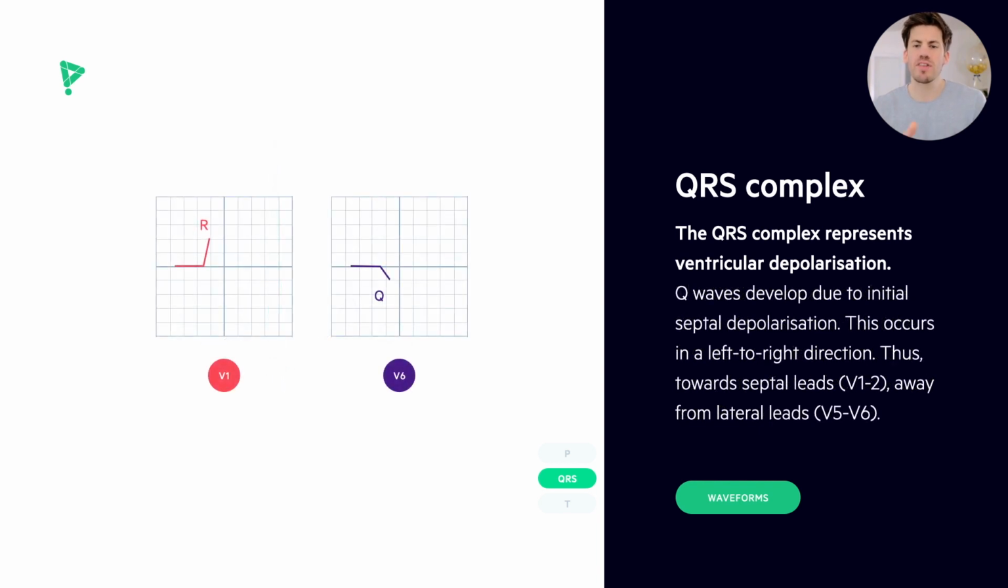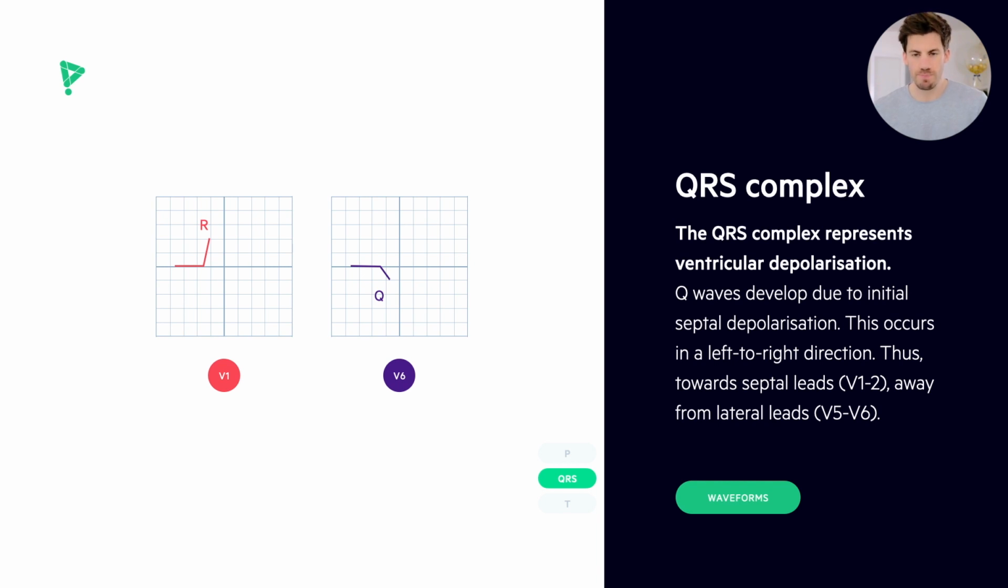is that Q waves develop due to the initial septal depolarization. Within the ventricle structure, the septum depolarizes first, and this occurs in a left to right direction. Therefore, it goes towards the septal leads, V1 to V2, but away from the lateral leads. Remember, we said that with depolarization, if it goes towards the lead, we get an upwards deflection. If it goes away from a lead, it's a negative deflection.